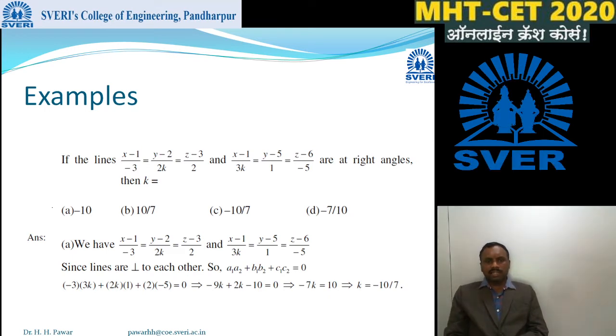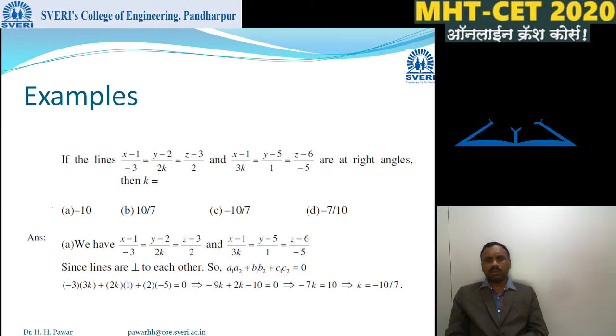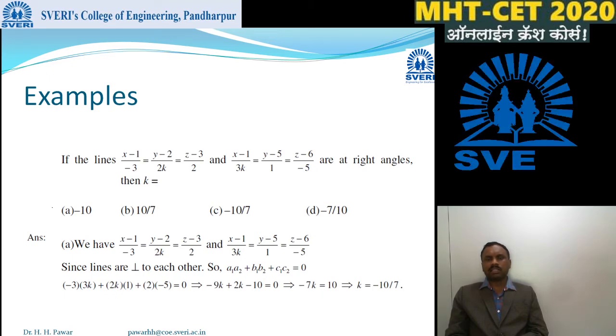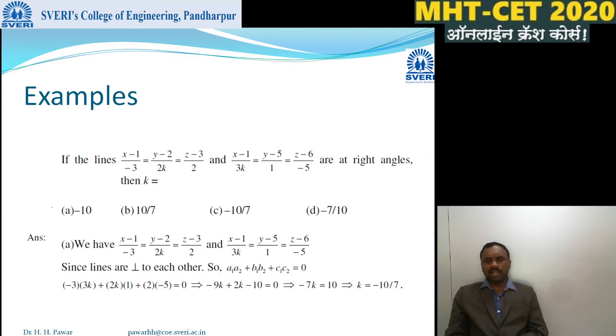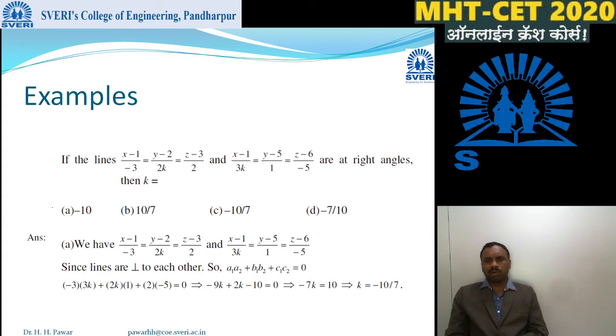If the lines x minus 1 upon minus 3 is equal to y minus 2 upon 2k is equal to z minus 3 upon 2, and x minus 1 upon 3k equal to y minus 5 upon 1 equal to z minus 6 upon minus 5 are at right angles, then k is equal to, first option is minus 10, second one is 10 by 7, third one is minus 10 by 7 and last one is minus 7 by 10.